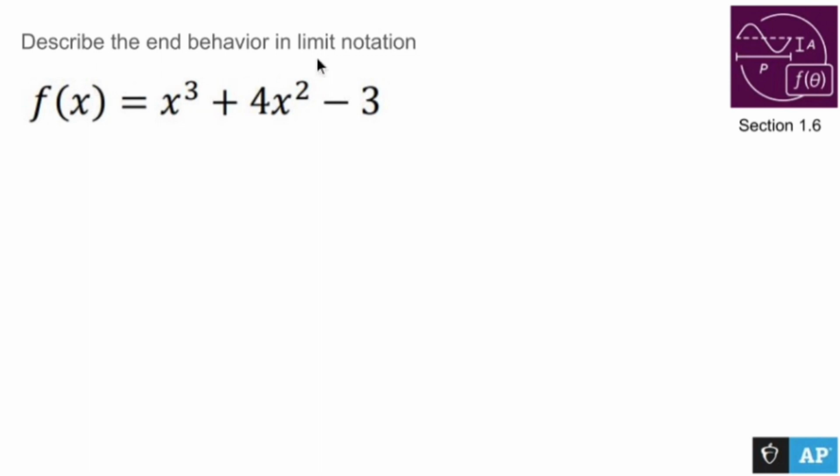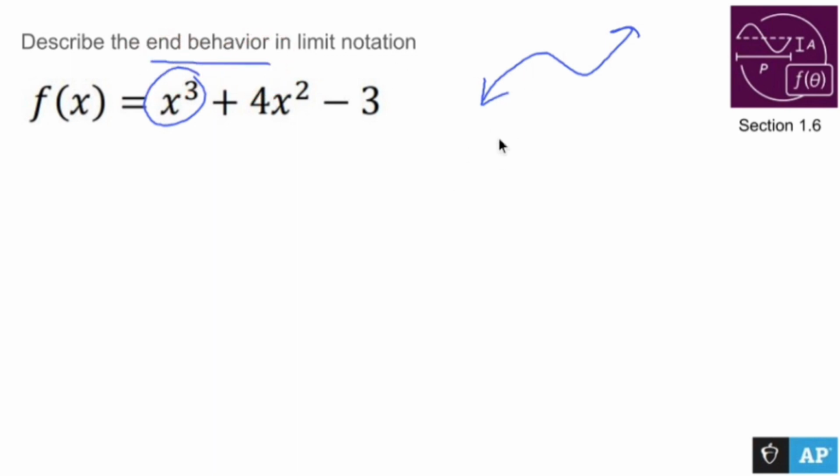Describe the end behavior in limit notation. Well, what I have here is an x to the third is my largest term, and I have nothing in front of x to the third, which means I have a regular old cubic. Since my leading coefficient is an invisible positive 1, it's going to look something like this. I don't know exactly how it looks, but all I care about is the end behavior.